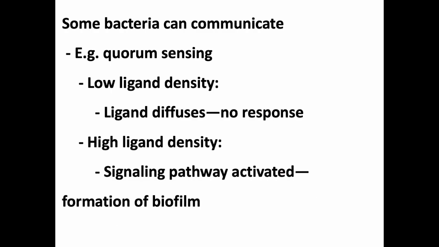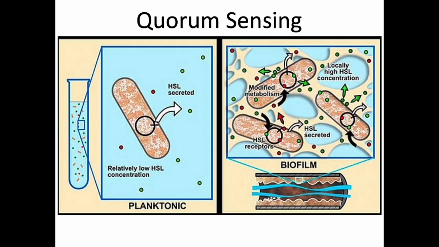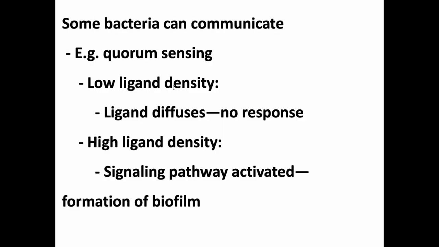So in quorum sensing, we have two possibilities here. Either the ligand density can be low or the ligand density can be high. In the case of low ligand density, the ligand is just going to diffuse out. So here's the side by side. We've got the bacteria planktonic. If they're floating around in liquid or whatever, if they don't have a lot of friends, they are releasing this autoinducer, but it's just diffusing into the liquid around them. They know they don't have a lot of friends around. They're not going to try to make biofilms because that would be a waste. Low ligand density, ligand diffuses, no response.